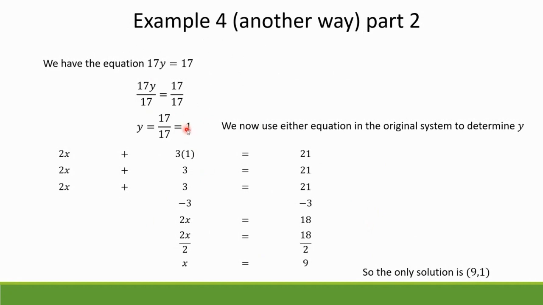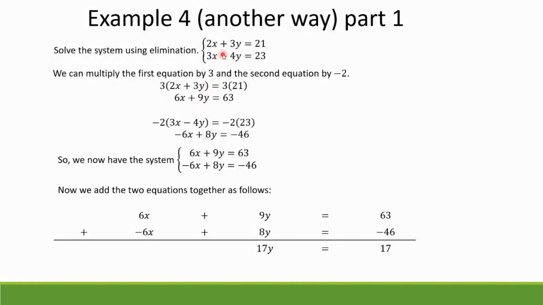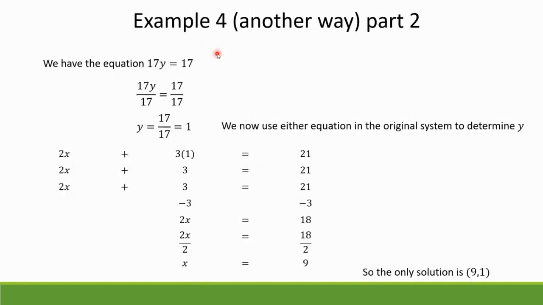And then it's the same thing. You plug y into one of the two original equations to figure out what x is. So I plugged it into the first one. You get 2x plus 3 equals 21. You subtract 3 from both sides. We get 2x equals 18. Okay? Divide both sides by 2. You get x is 9.